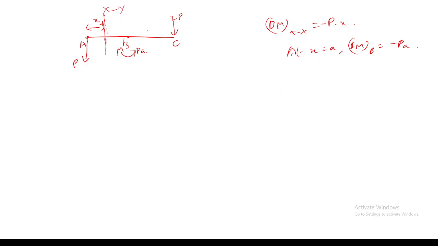If I take a cross section like this, at point B you again have a concentrated bending moment P into A, which will be added, so you get minus 2P into A. Okay, now it's clear, right? Yes, sir.